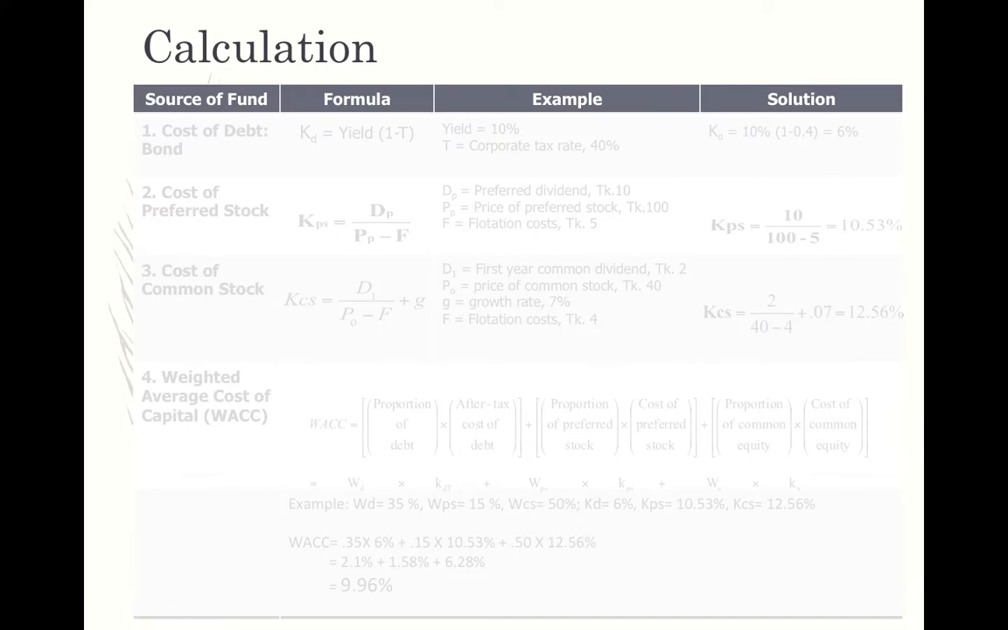Now in the next slide we are going to see the detailed calculation. It's very easy. The basic thing that you will have to keep in mind, like I have shown in the last slide, is that cost of fund is equal to the ratio between payment and receipt. So let us first check the first one, that is cost of debt. For cost of debt, we are taking the example of a bond. The formula for calculating cost of debt is KD equals yield times 1 minus T.